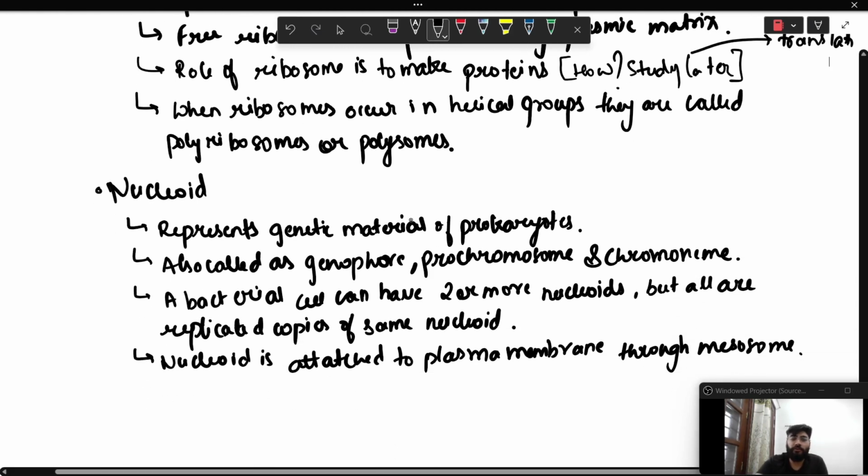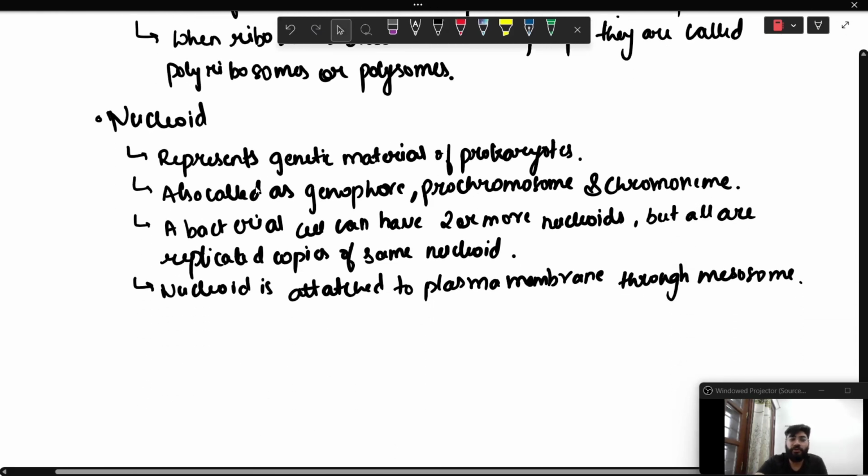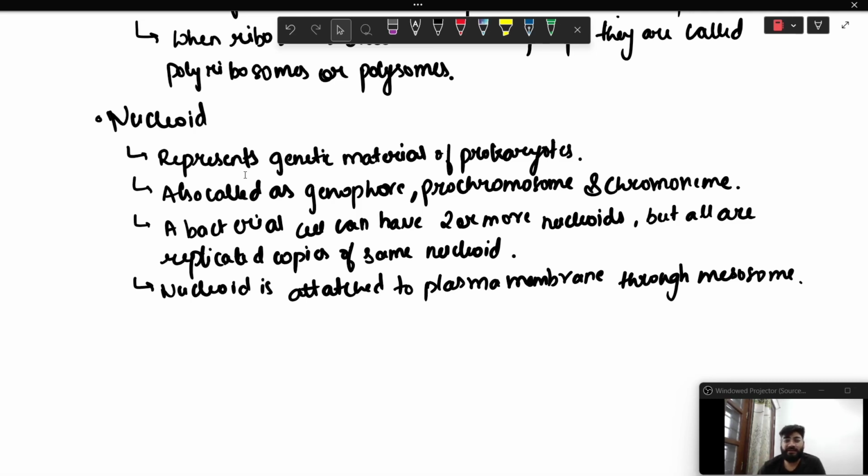Now we are going to talk about the nucleoid. The nucleoid represents the genetic material of the prokaryote. We do not have a nucleus inside a prokaryotic cell or a bacteria. This nucleoid is also called genophore, prochromosome, and chromoneme. A bacterial cell can have two or more nucleoids, but all are replicated copies of the same nucleoid.